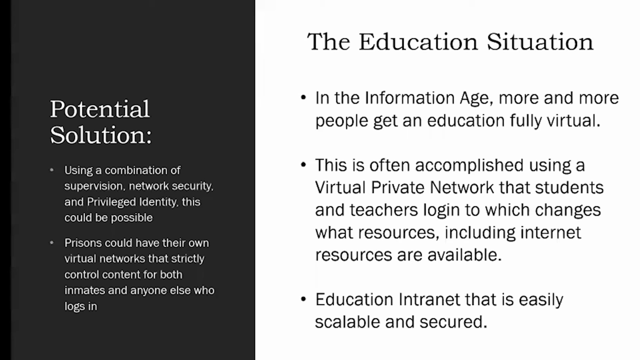An education intranet is easily scalable and secured. You can choose which content is allowed on that network and exactly what the permissions of each user are. So my proposition would be, in a controlled environment, a controlled intranet, you could give an inmate an online identity that ties them to the prison and only allows them to go to certain areas of the intranet that are allowed for the purpose of their education.